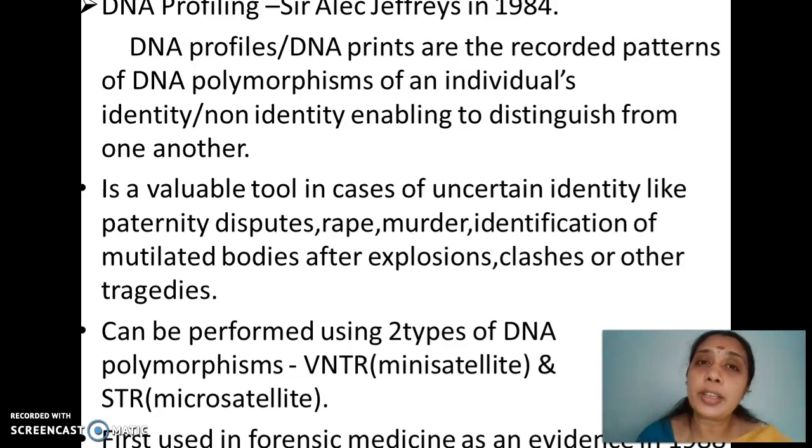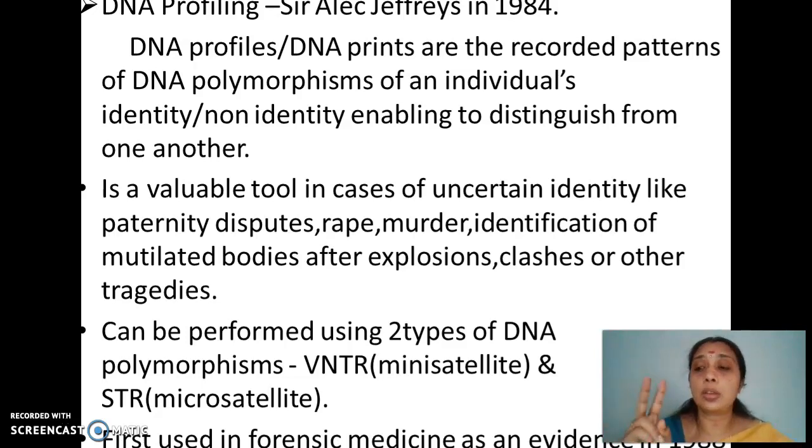And what is DNA profiling? Rather than DNA profiling, we will be much more familiar with another term which is known as DNA fingerprinting, right? DNA fingerprinting is the much more common name for that, but that name is now replaced with DNA profiling. So what is DNA profiling? It is using DNA sequence data for identifying a person. So that is what you call DNA fingerprinting.